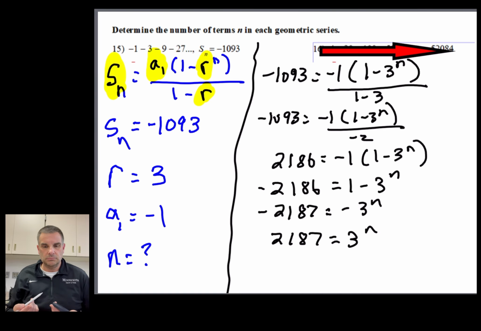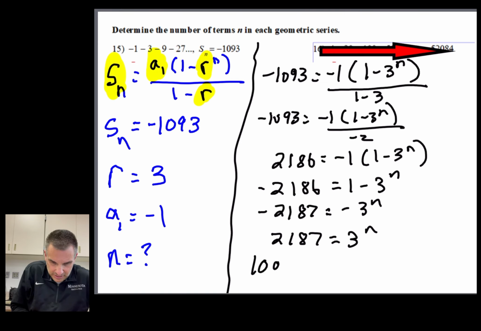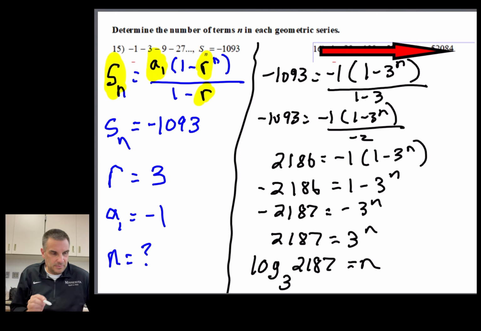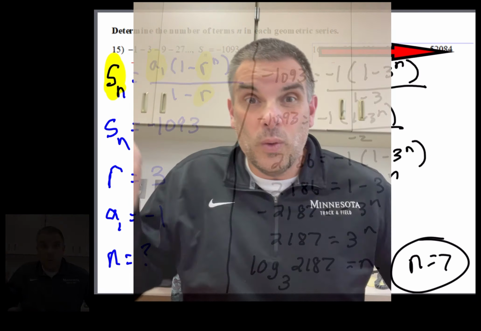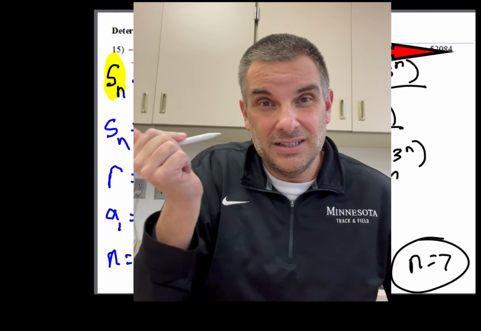It's an exponential. I can write it as a logarithm to solve. Cool beans. That's log base 3 of 2,187. That's going to be my n value. So that's the log of 2,187 divided by the log of 3, using the change of base formula, which equals 7. So n equals 7.